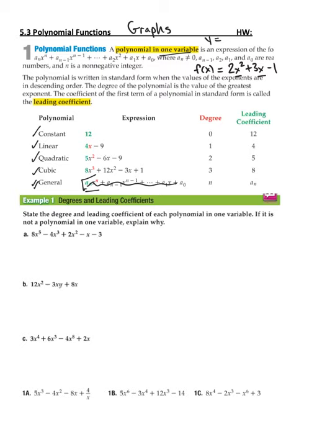All right, this idea of degree, I know we've worked on that in 5.1. It's just the highest exponent. Leading coefficient is the number in front of that highest degree term. So in this linear case, the degree is 1 because it's x to the first power. The leading coefficient is 4, the number in front of the x to the power of 1 term. In the second, a quadratic, the degree is 2 and the leading coefficient is 5. The leading coefficient is the number at the start of the polynomial.